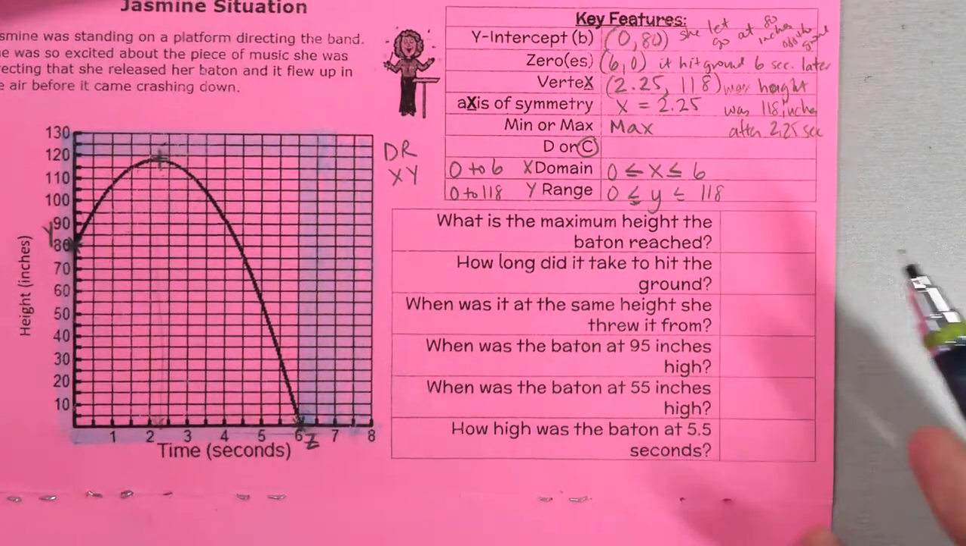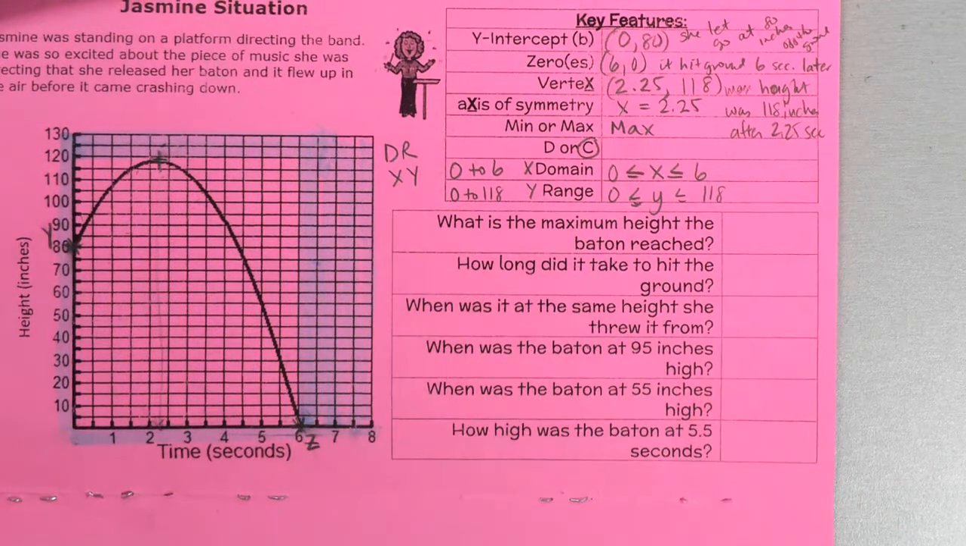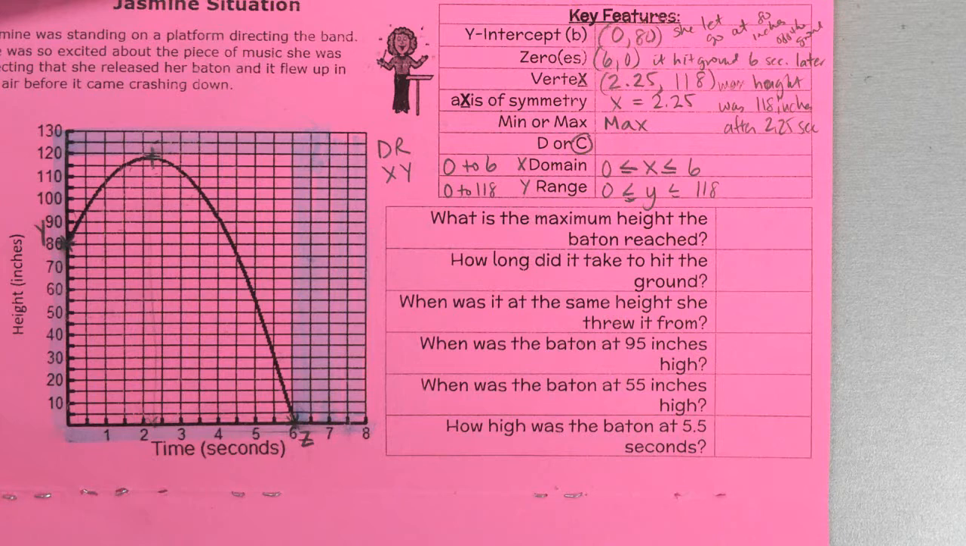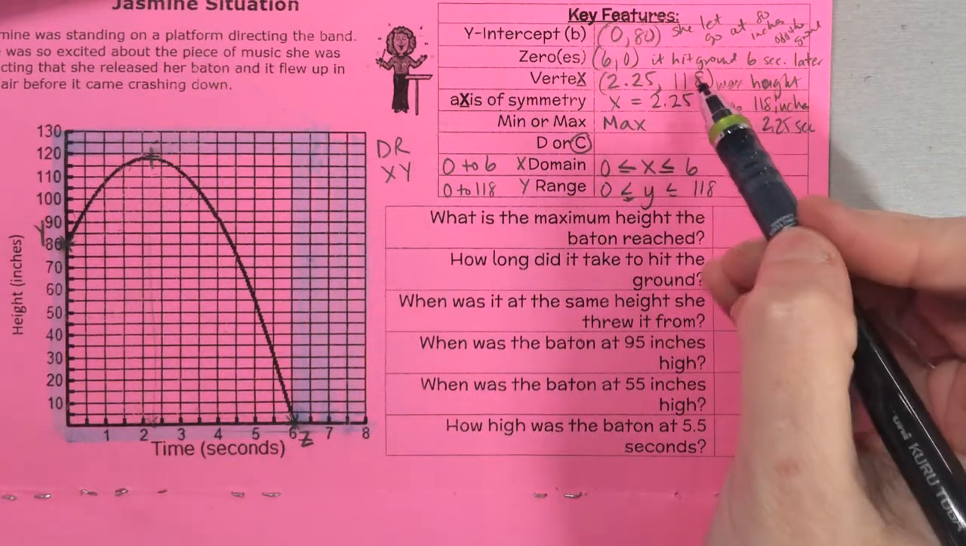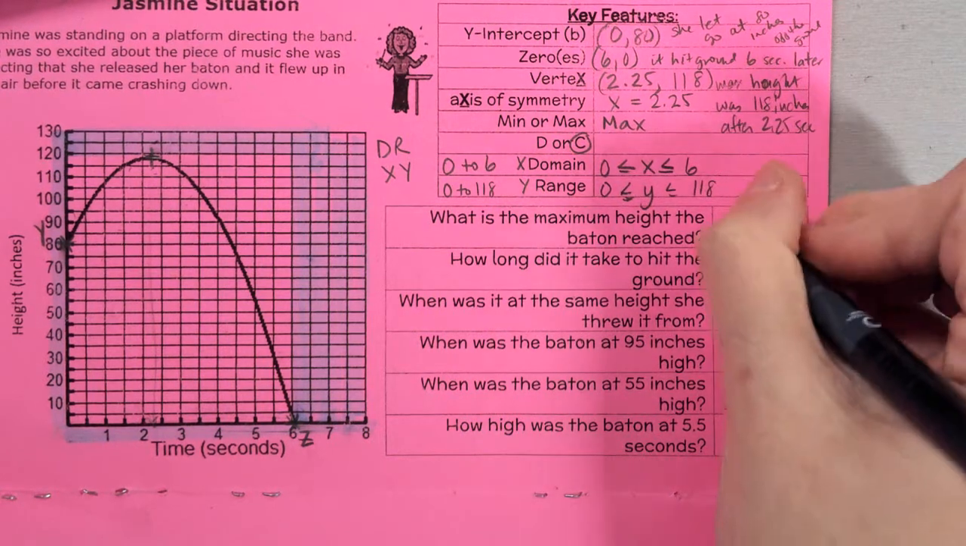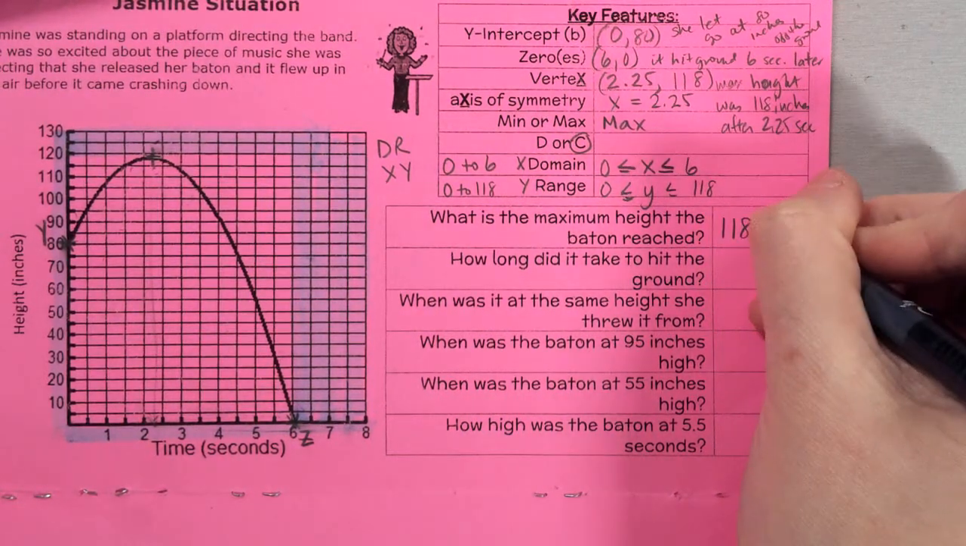Okay, so let's take a look at some of these. I want you guys to tell me what's the maximum height the baton reached. Okay, well the maximum is my vertex, and the height part is the y, so the maximum height that it could have reached was 118.